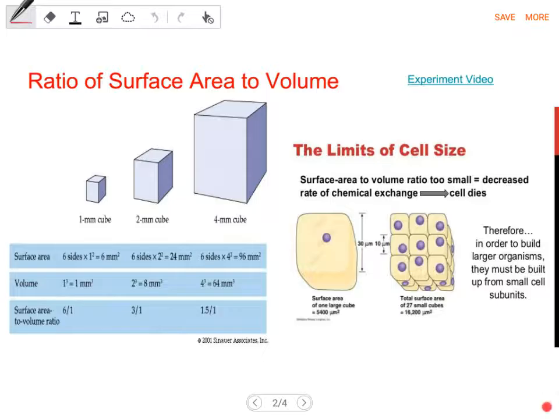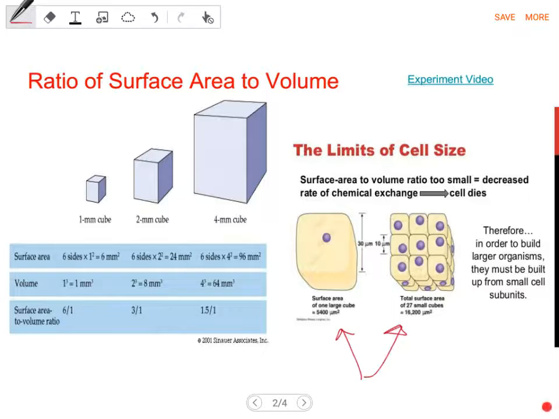And then you can see the other examples here as well. Again, I'm trying to show you here which one of these is better. You look over here on the other side, you have one large cell. Surface area of one large cube is 5,400 micrometers squared. If you look at this one, it is so many small cells put together. Total surface area of 27 small cubes is 16,200 micrometers squared, okay?